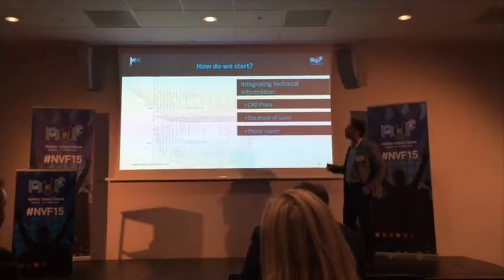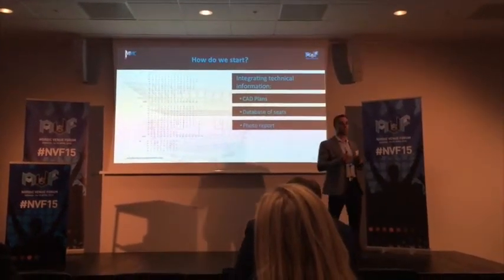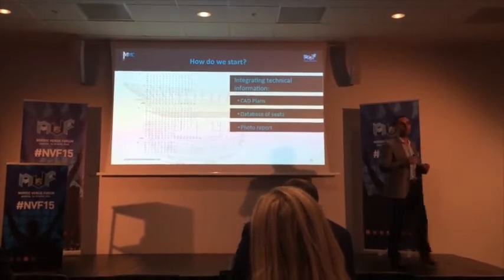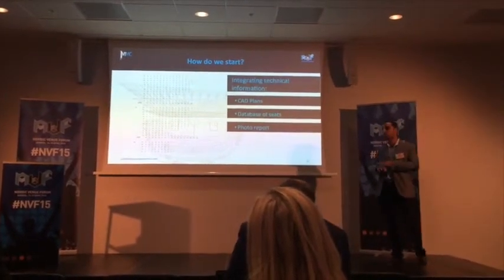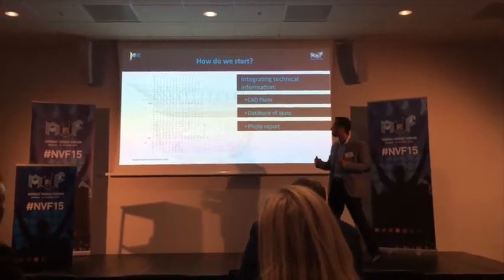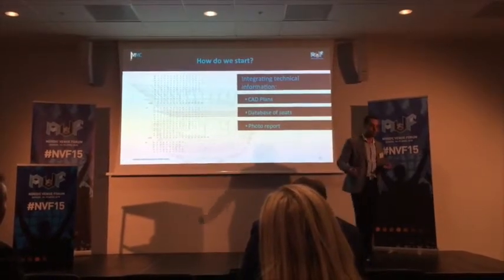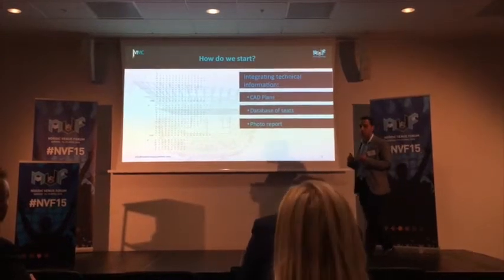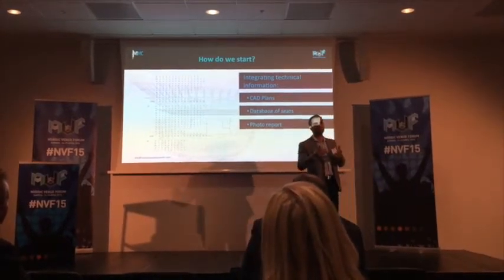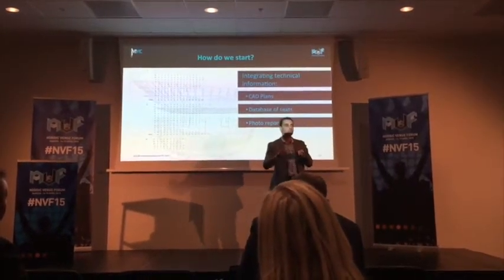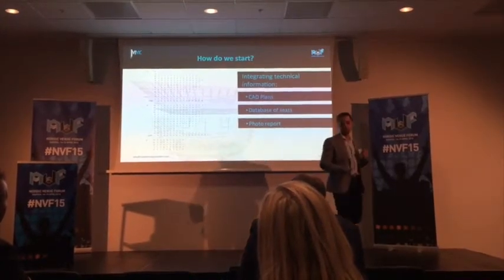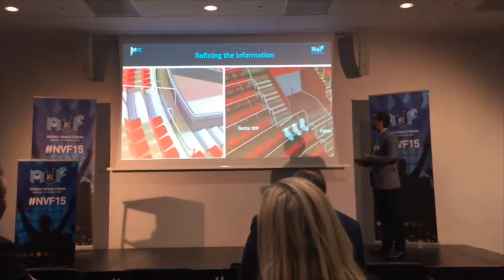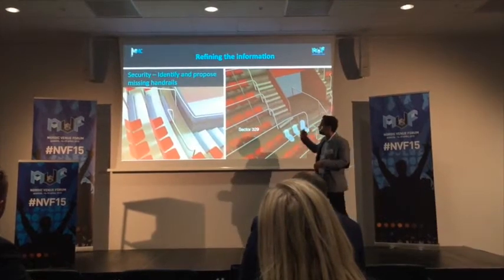How do we start? We start normally gathering technical information from the venues, okay? We ask you as a venue to provide us the CAD drawing with the floor plans, the elevations, the sections, the database of seats, obviously to map the 2D on top of the 3D, and then a photo report, because normally we don't need to go specifically to the venue and to start creating the 3D representation. We do it at home, okay?